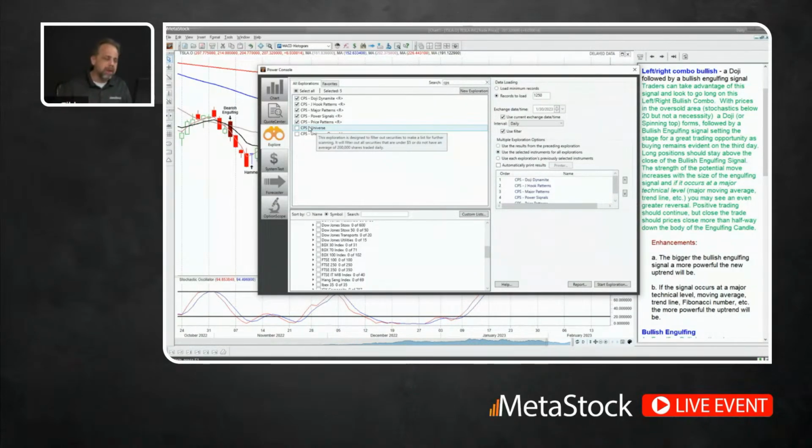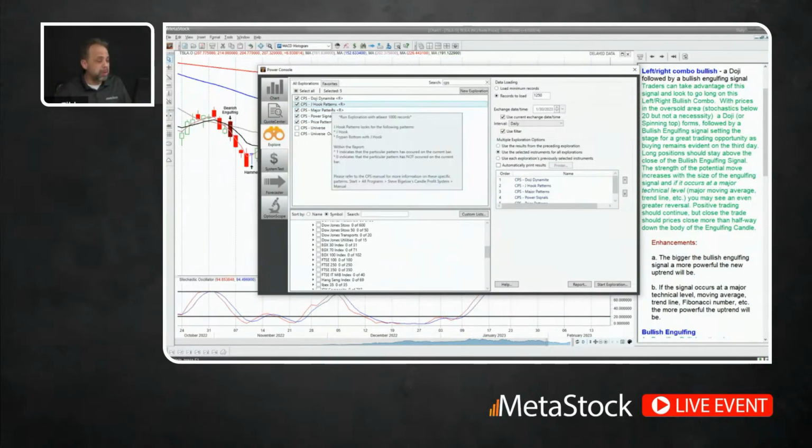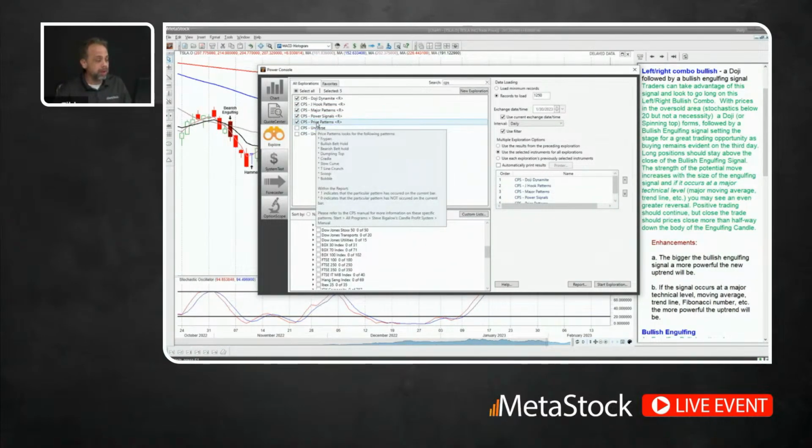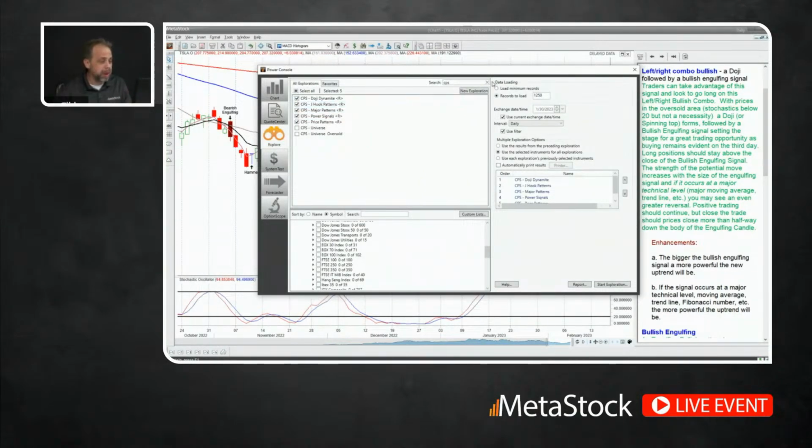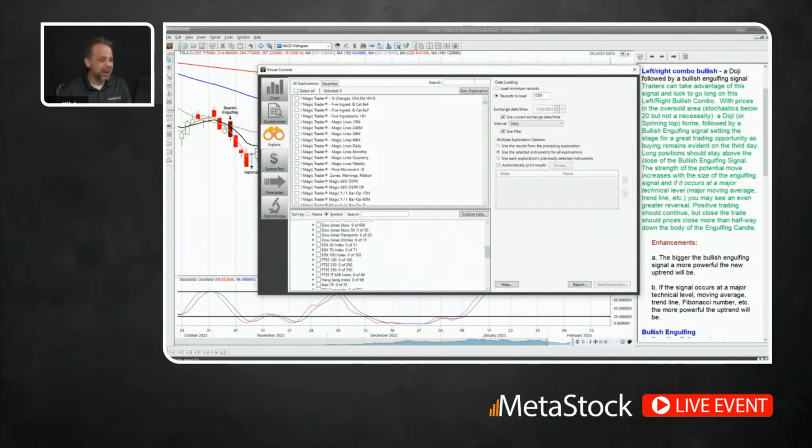But on a day-by-day basis, if I'm looking for a Doji Best Friend or maybe a J hook pattern, if I highlight any of these, it's going to tell me exactly what they're looking for. So I'm going to unselect all of them, and I'm just going to look for one of my favorite patterns. Let me go back in here. Okay, CPS. And I'll just do the Doji Dynamite scan. Let me go ahead and hover over it.